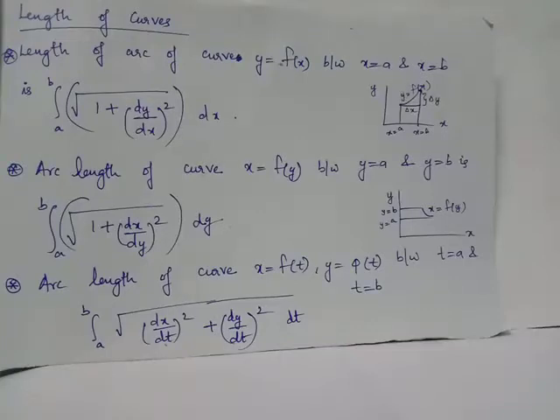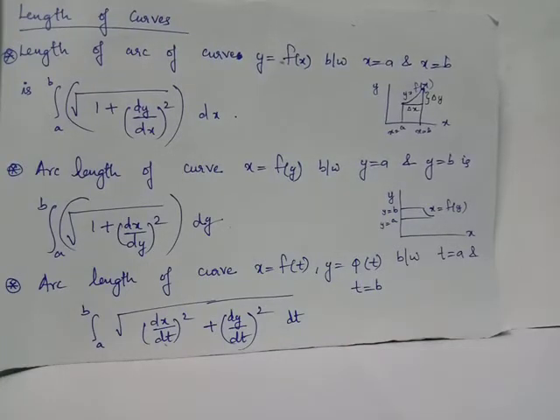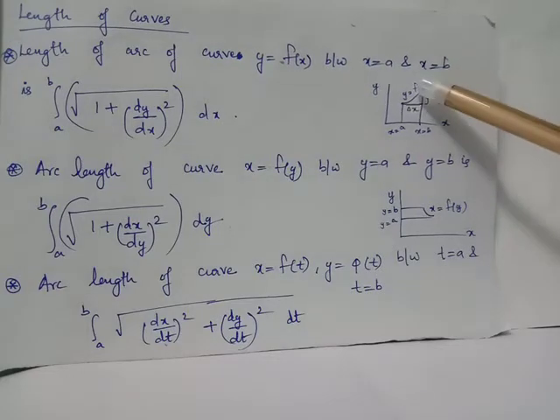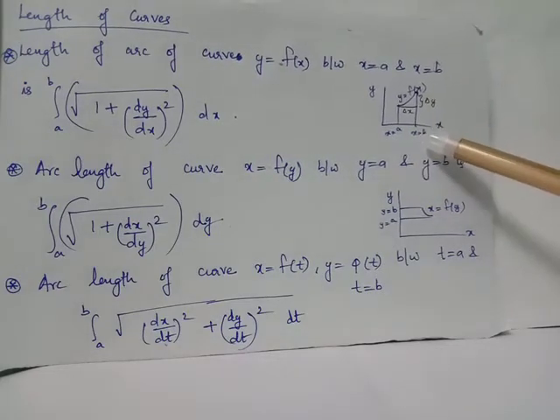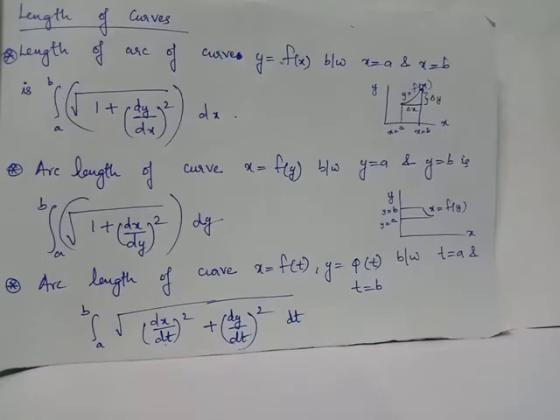Have a quick revision on the arc length basic formulas. When you have a function of the form y equal to f of x with the boundaries x equal to a and x equal to b, the formula for arc length is integral a to b root of 1 plus dy by dx the whole square into dx.